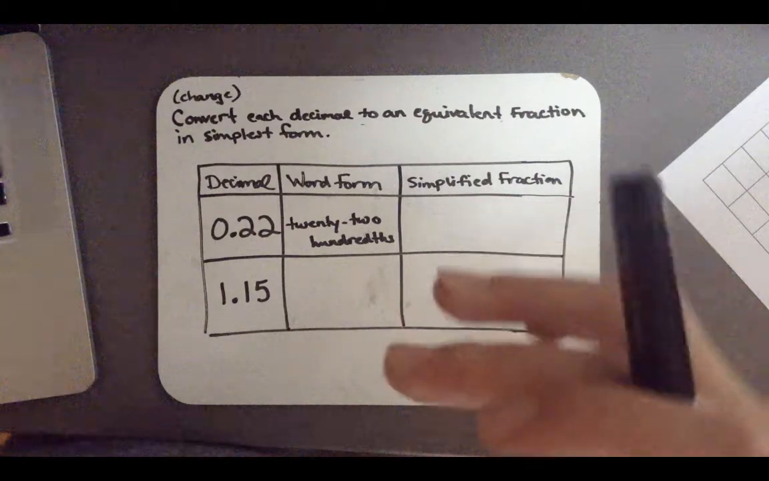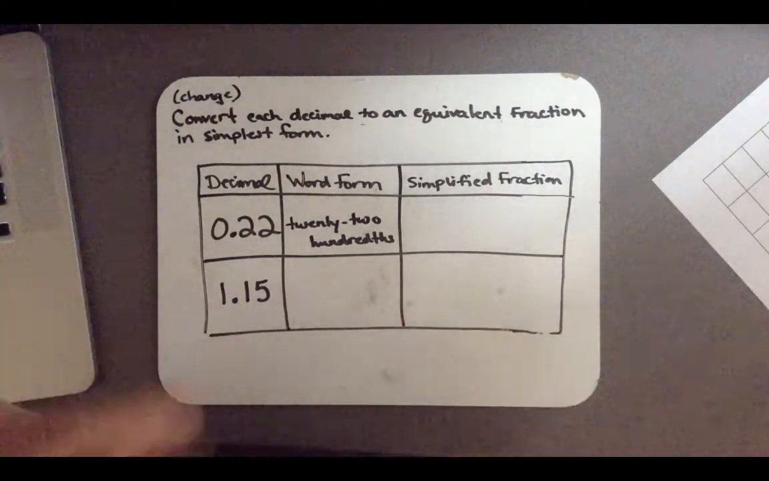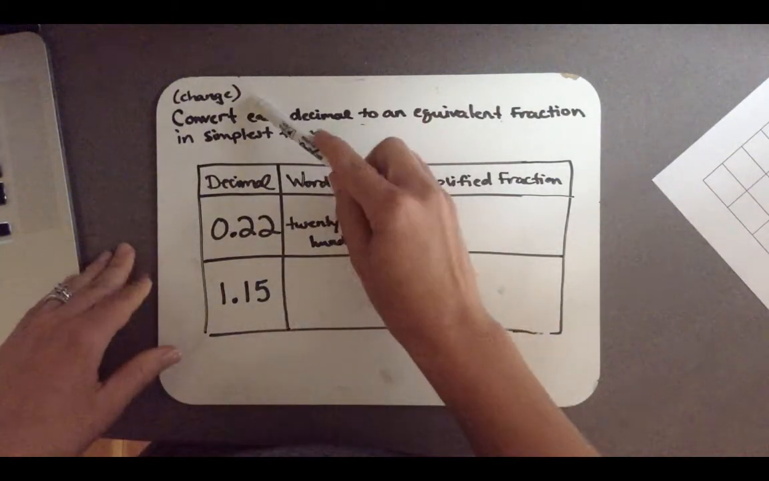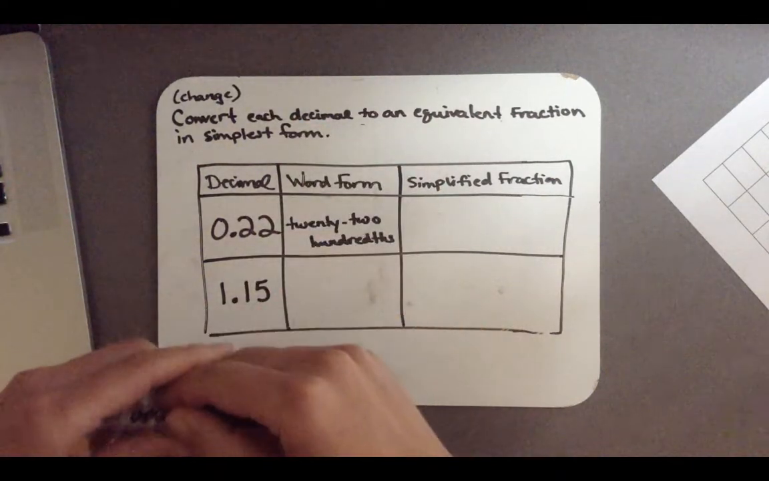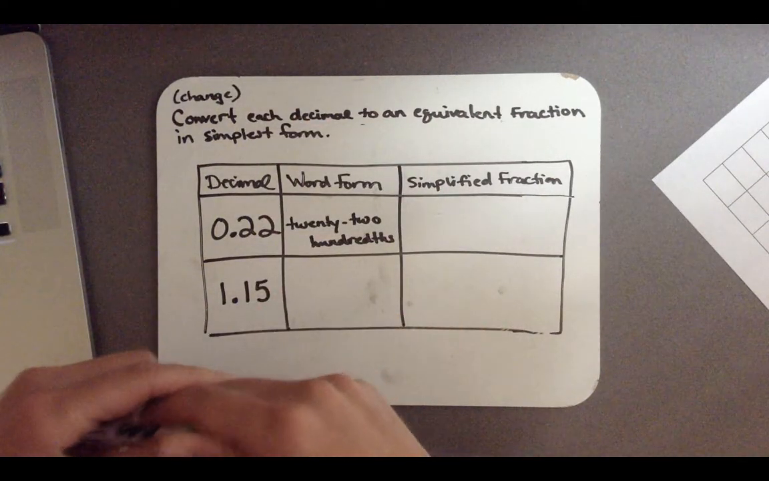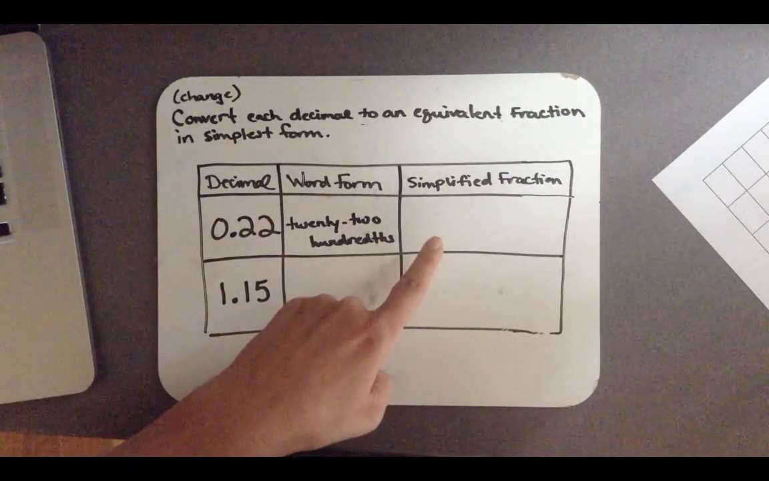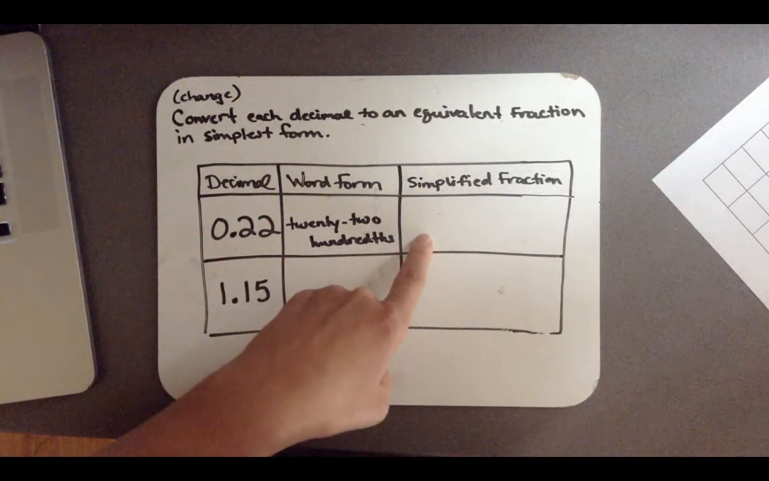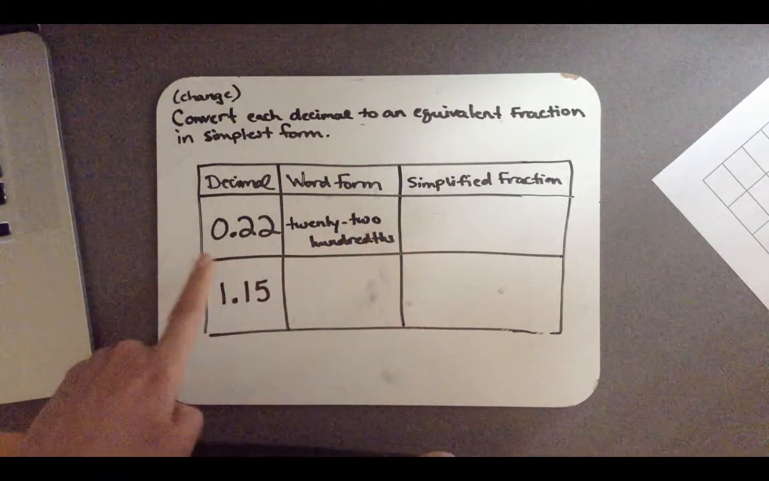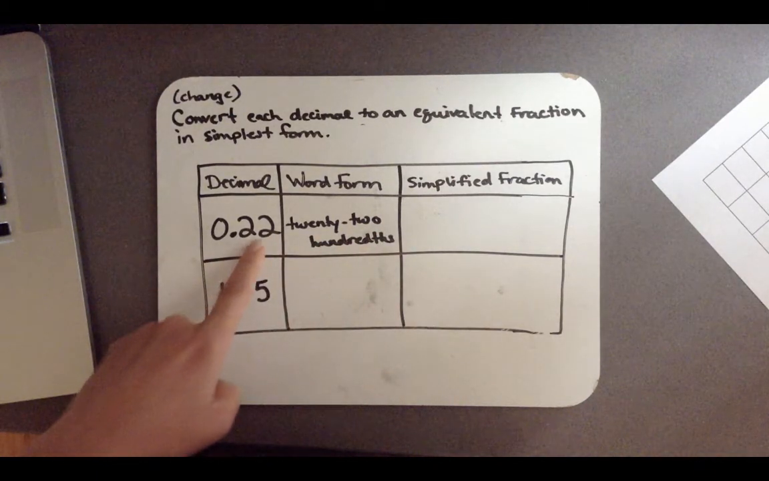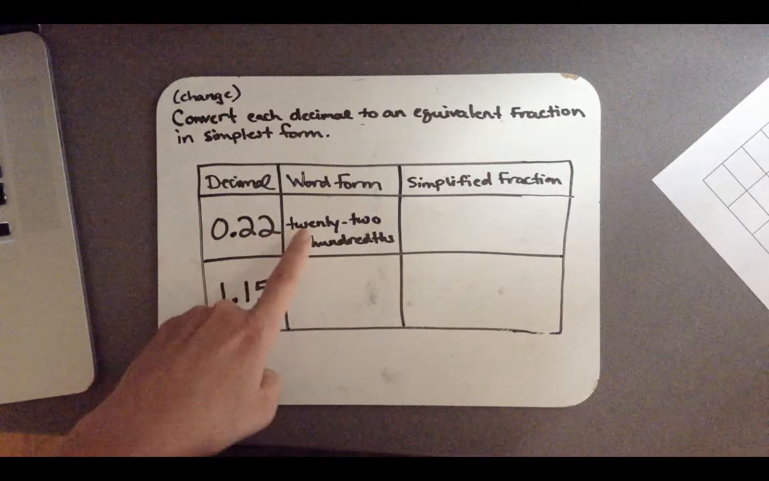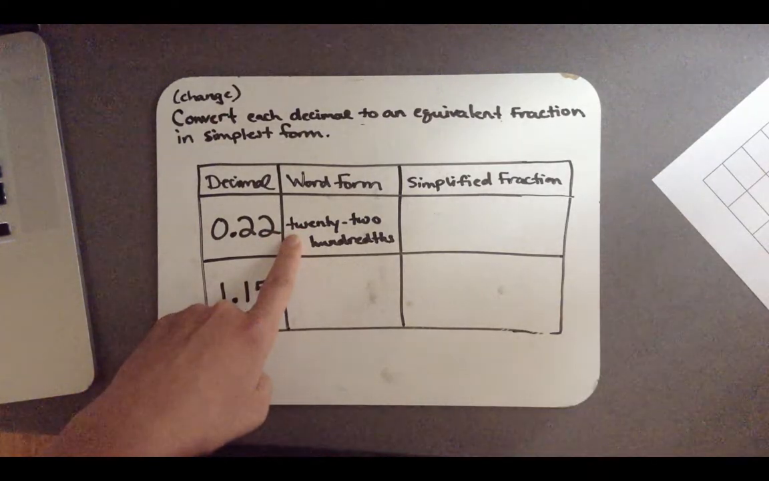Okay, so in the second chunk, we are going to work on converting, which means change, each decimal to an equivalent fraction in simplest form. So we're given the decimal, and we want to know what it is as a fraction in simplest form. So here's our decimal. We would read this as 22 hundredths. So in word form, you'll see I have it as 22 hundredths.